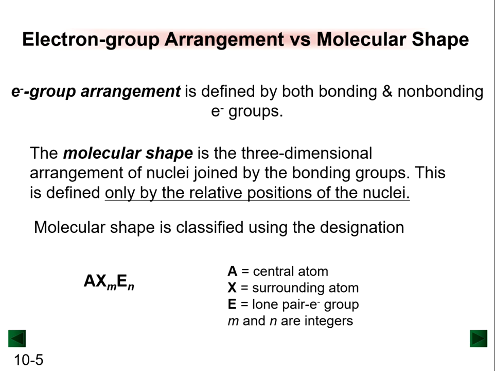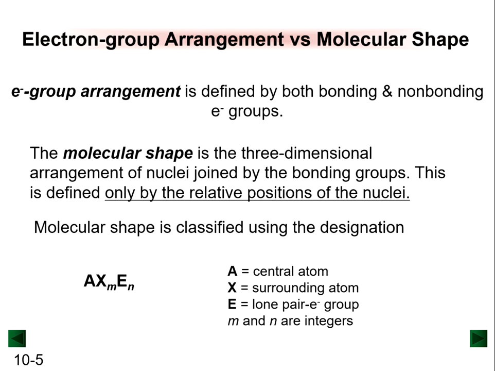So to reiterate, the molecular shape is the 3-dimensional arrangement of nuclei joined by the bonding groups. This is defined only by the relative positions of the nuclei. While the electron groups will determine where the nuclei go, the electron groups are not part of the final shape analysis, but only the positions of the nuclei.